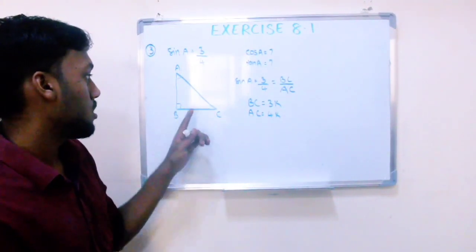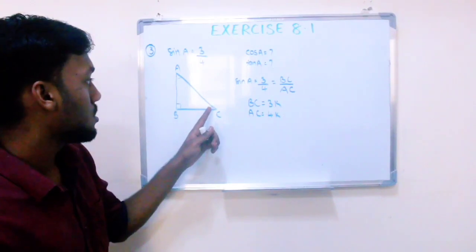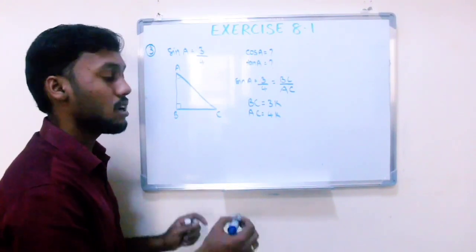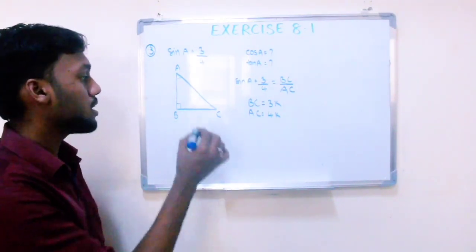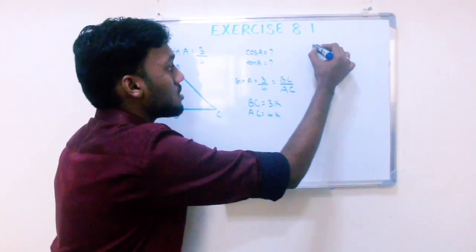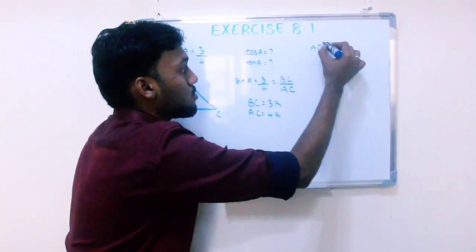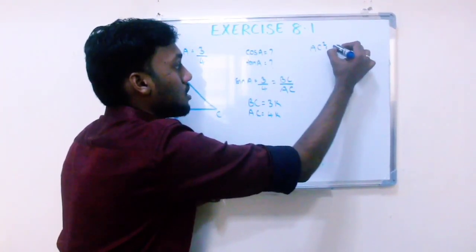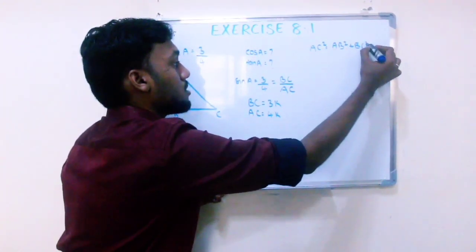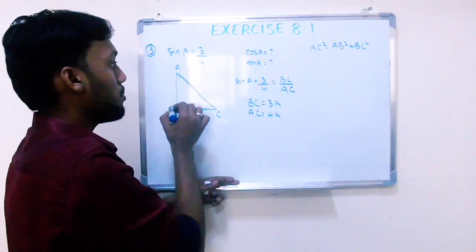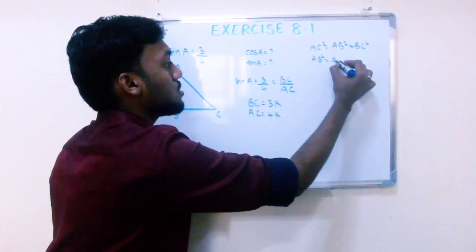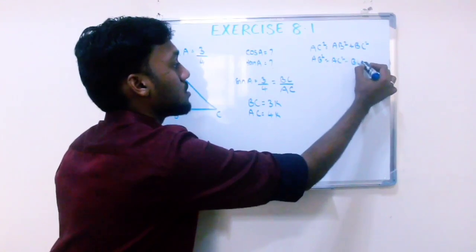Now one more side we have to calculate, right? We have to calculate AB. How do we calculate it? Same, by using Pythagoras theorem. By applying Pythagoras theorem, AC square is equal to AB square plus BC square. We have to calculate side AB. So AB square is equal to AC square minus BC square.